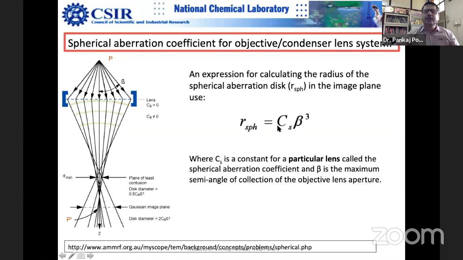CS is a constant, and it is a constant for that particular lens. When you buy the microscope, the CS value comes with the lens. You must write in the materials and methods of your research articles the CS for the particular lens which you are using. CS is generally equivalent to the focal length of that lens, so CS is generally in the millimeter range. Please note that. I repeat this, you might have missed it. CS is generally in millimeters because that is the focal length of typical electron lenses.